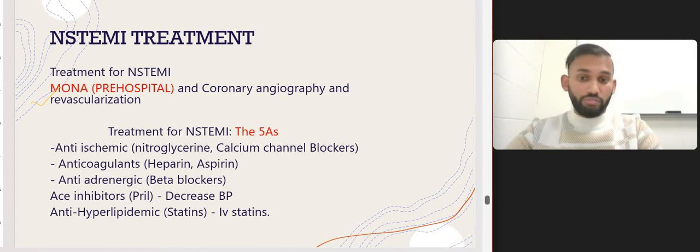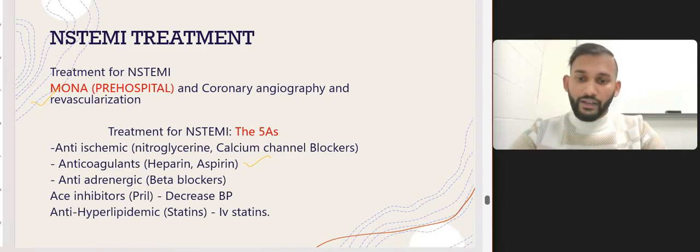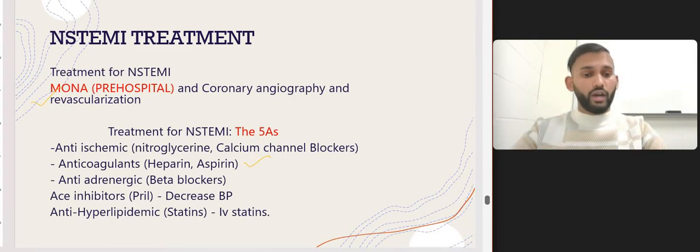Anti-ischemic: nitroglycerin dilates the vessel. Calcium channel blockers do the same thing. Anticoagulant: make sure that there is no new blood clot formation. Anti-adrenergic: beta blocker, because we don't want our heart to work really hard, so it binds to the beta receptor and reduces the contractility of the heart. ACE inhibitor to lower the blood pressure, making it easier for the heart to work during that period of time. And anti-hyperlipidemic: statin, so we don't have a lot of cholesterol floating around in the blood.